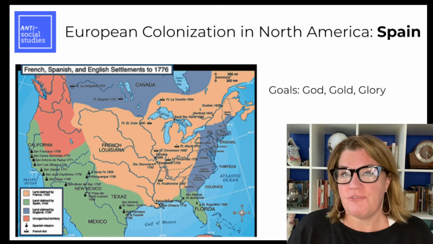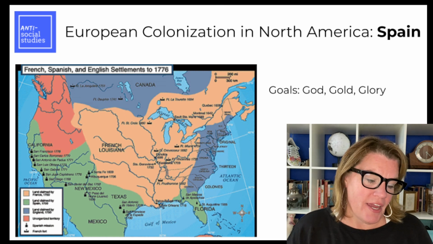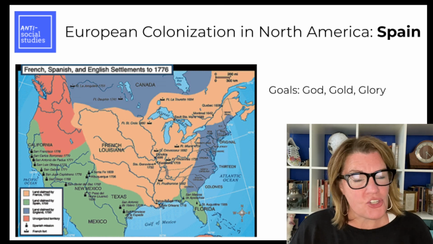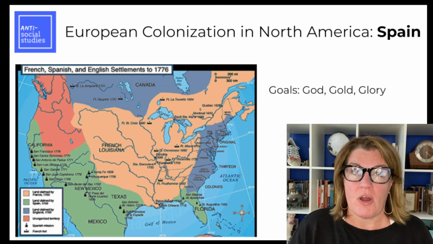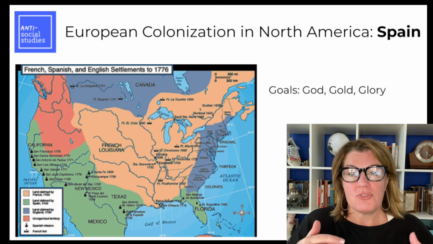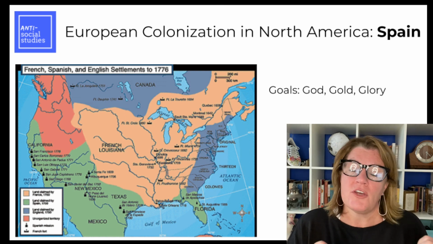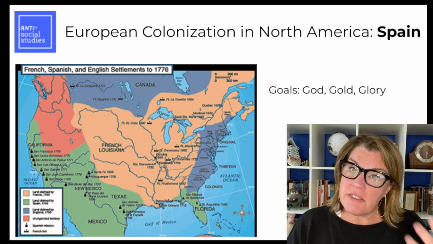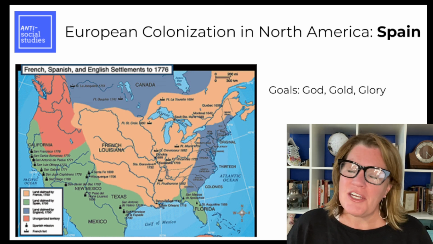They wanted to convert the native people to Catholic Christianity. The idea of finding gold, bringing riches back into the world of Spanish finance. They wanted to be able to raise the Spanish economy on the back of gold and silver and precious metals that were found in North America. And then glory of Spain.